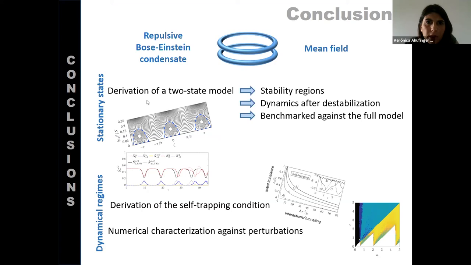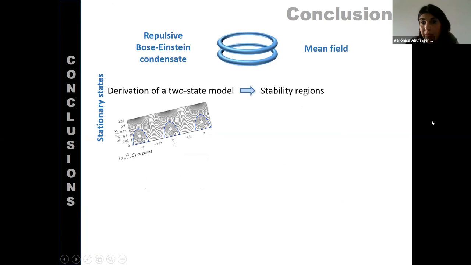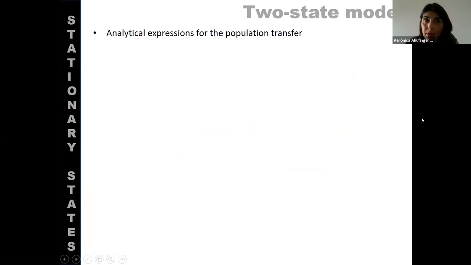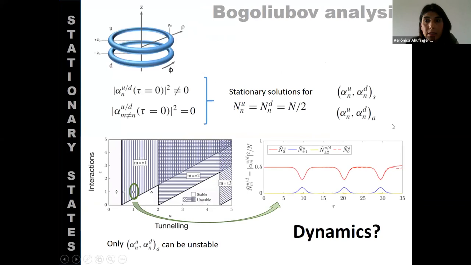Yes, so the motivation is based on the dynamics that we have seen. If we wanted to derive a simple model, based on the observation of the dynamics that we have seen, this is always the case. When we are considering the stationary state with zero orbital angular momentum and the destabilization of the antisymmetric state, what we see is that the population in both rings is exactly the same.